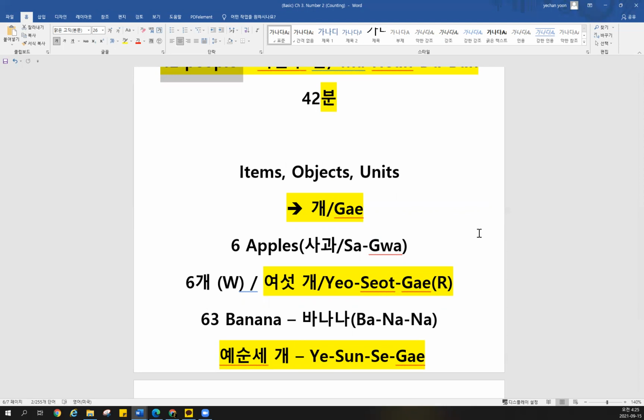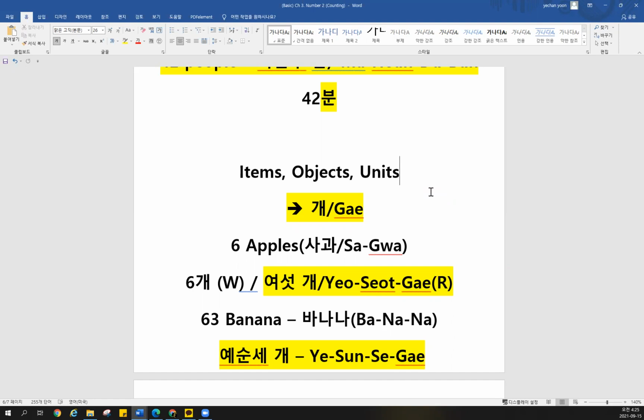Generally, we're using some counting word, which is 개. 개. All right. So let's try with 6 apples. Apple, you can speak out with 사과 in Korean. Then how can you say 6 apples? What was the format? Objects, number, and counting words. So 사과 6개. 사과 6개.